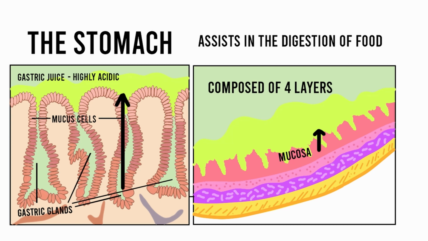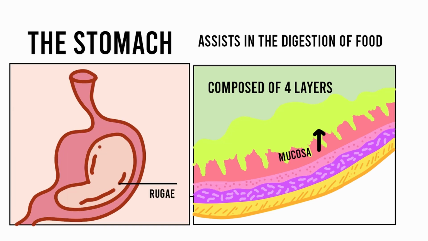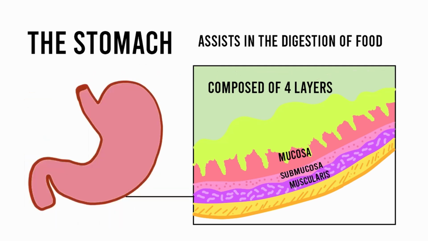This layer also contains folds along its surface called rugae, which increase the stomach's surface area and smoothen out as the stomach gets filled. The submucosa is the layer underneath the mucosa consisting of fibrous connective tissue and nervous tissue. The nervous tissue within the submucosa controls the contraction of the stomach and the release of gastric juices.